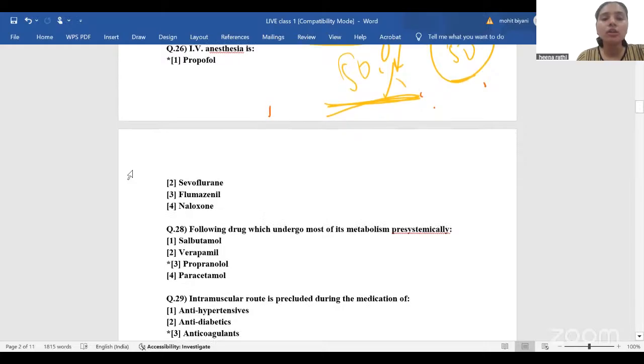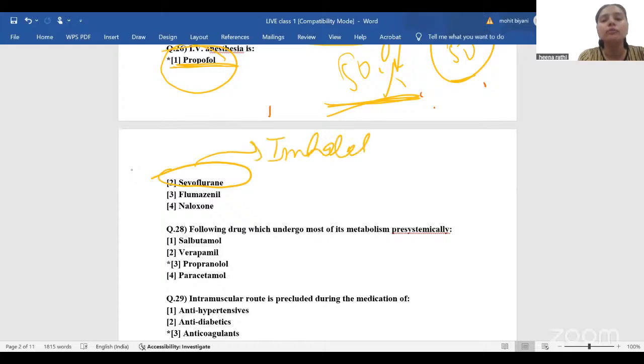The next question is the IV anesthesia. Anesthesia is that agent which is responsible for the loss of consciousness. So propofol is a general anesthetic which is given for the anesthetic purpose, and it is given by the IV route. There are other routes also by which we can give the anesthesia. The second option is sevoflurane. Sevoflurane is also a general anesthetic, but we give it by inhalation route, not by the IV route.